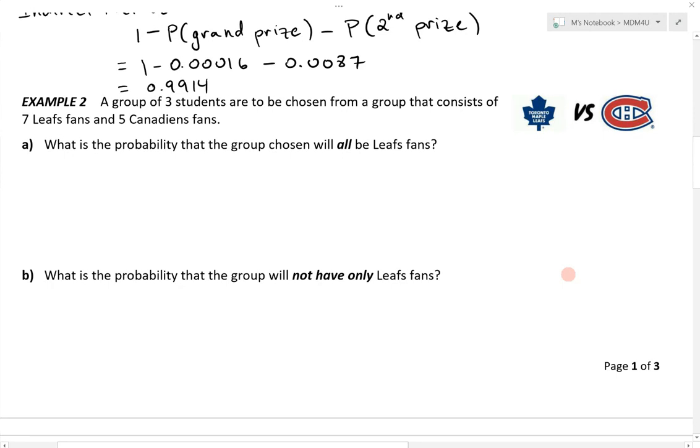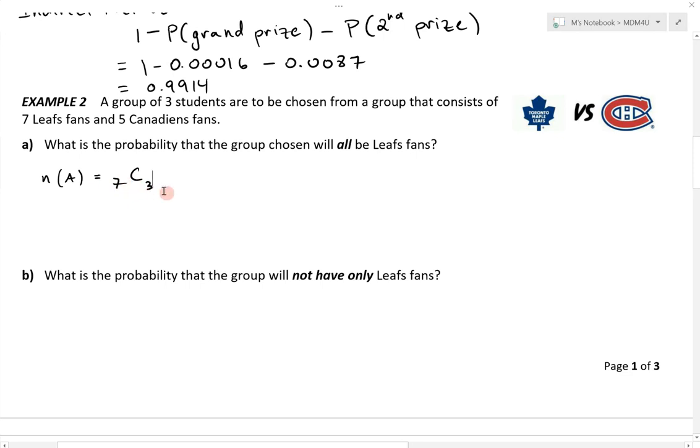A group of 3 students are to be chosen from a group that consists of 7 Leafs fans and 5 Canadiens fans. If you're not familiar, these are the names of hockey teams in Canada. What is the probability that the group chosen will all be Leafs fans? So let's calculate the number of successful outcomes. So n of A is going to be 7 choose 3.